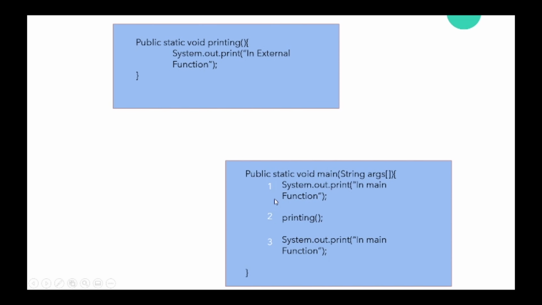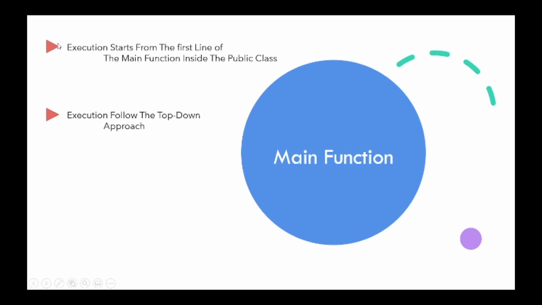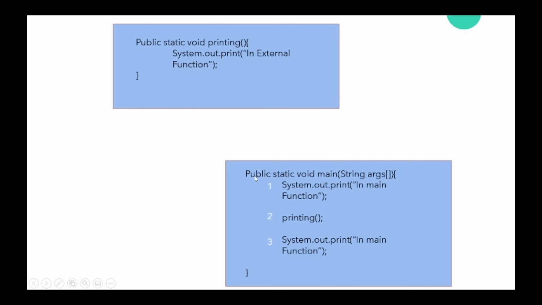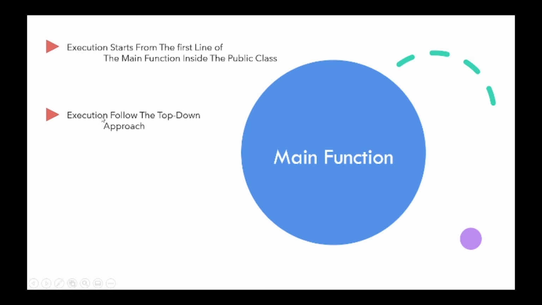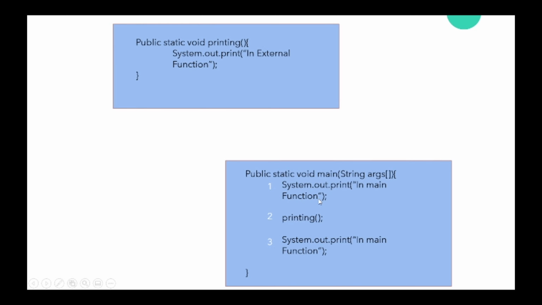So let us again see the concepts that I have written here: execution starts from the first line of the main function. So this is the first line inside the main function, and execution also follows the top-down approach. So how does the program execute? Let's see here again. First, the compiler looks for the main method, and after that it goes to the first line and starts compiling and running the application in the top-down approach.